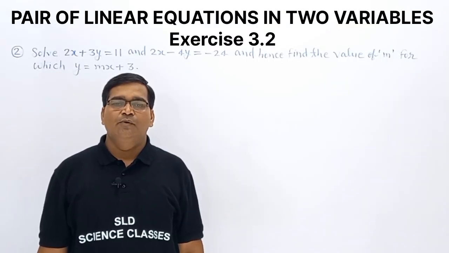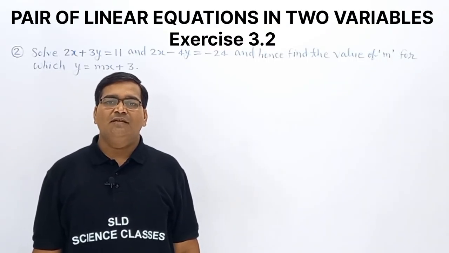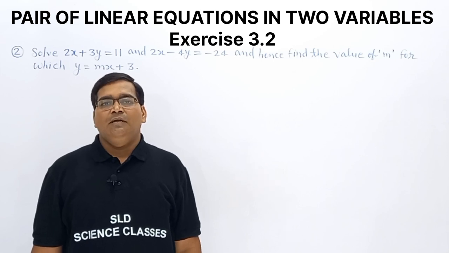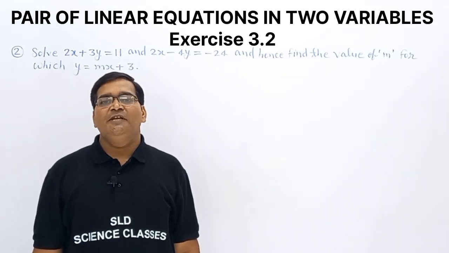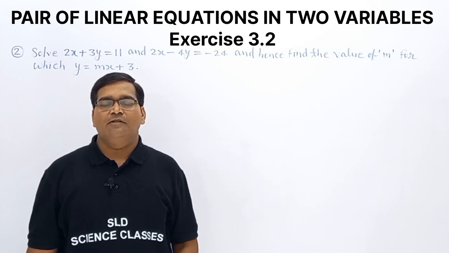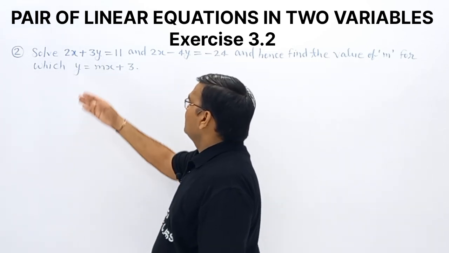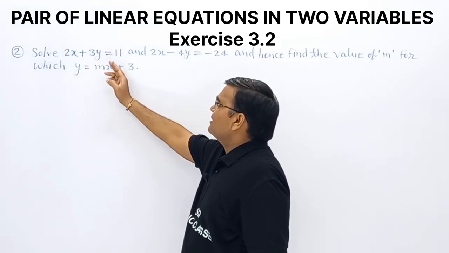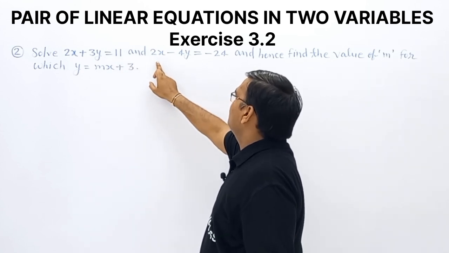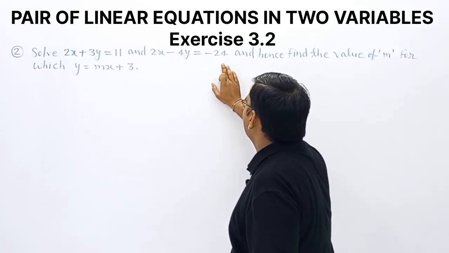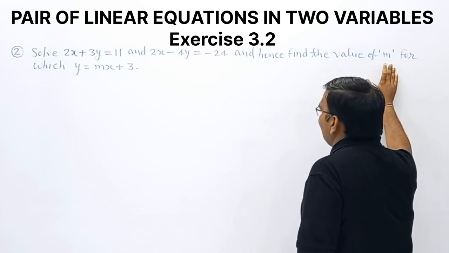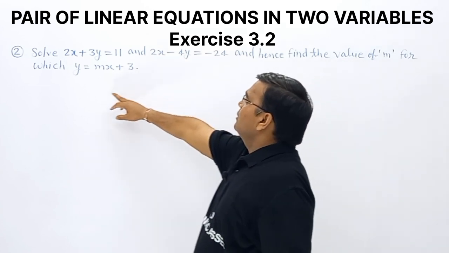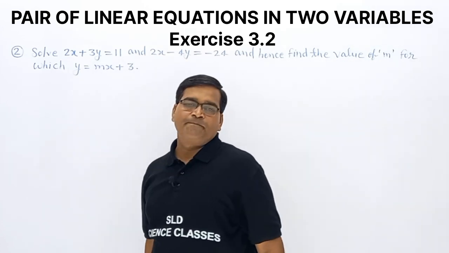In this class, we will discuss question number 2, exercise 3.2, pair of linear equations in two variables. So what about this question? Solve 2x plus 3y equal to 11 and 2x minus 4y equal to minus 24, and hence find the value of m for which y equal to mx plus 3.